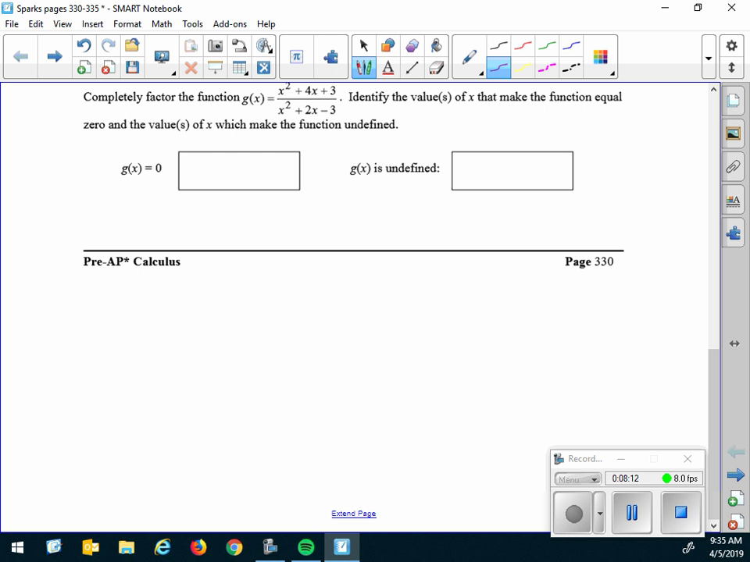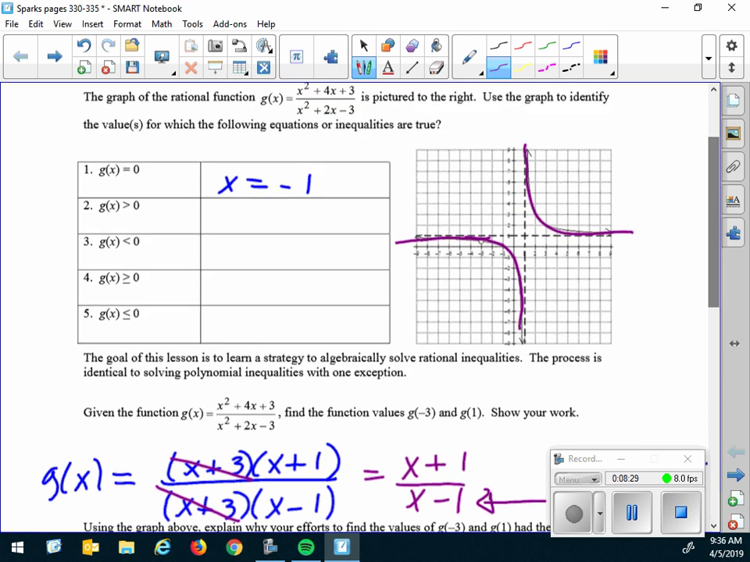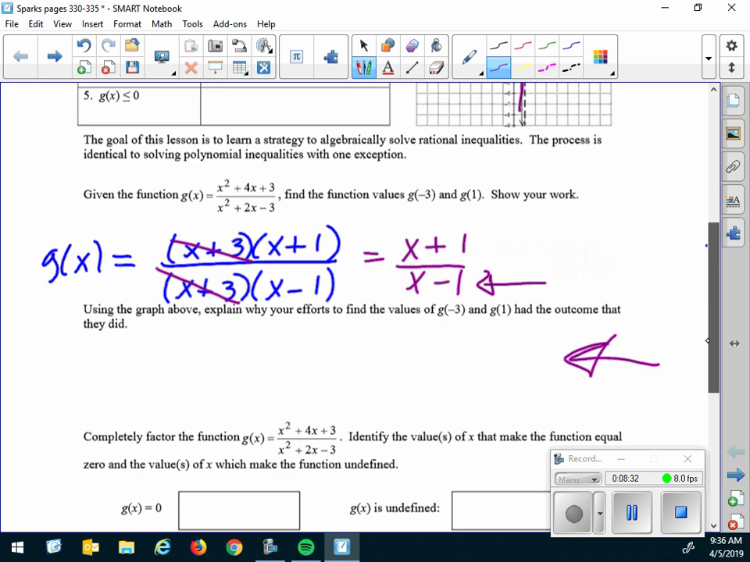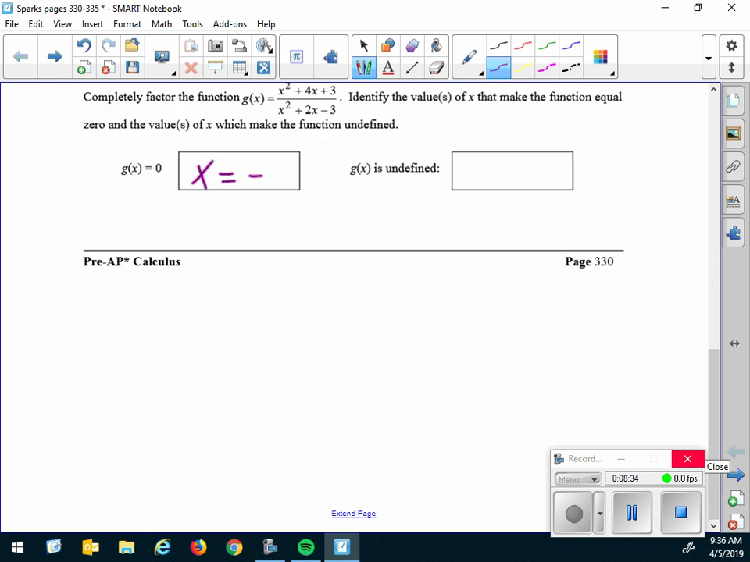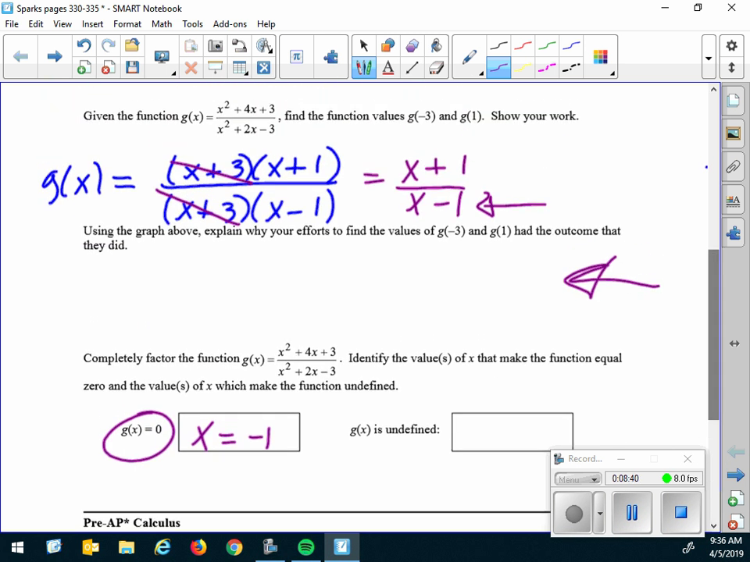Now you should be able to answer the questions that go in these two boxes real quick. For that function, what x values make that function equal to 0? We already answered that, didn't we? Because, ladies and gentlemen, I want you to look right here. A fraction is equal to 0 when what part of it is equal to 0? The numerator, and x equal negative 1 makes that numerator 0.